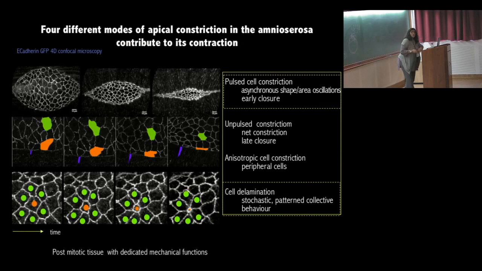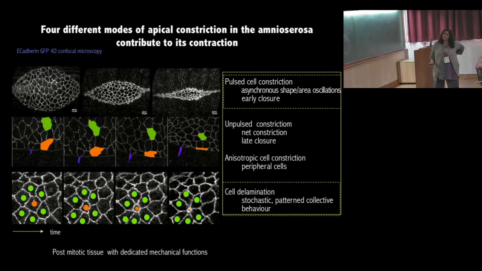And so what I just showed you in that movie is that if you look at apical constriction in this tissue, you can distinguish many different kinds of cell behavior. You can say that the cells in the center actually oscillate, their shapes oscillate in the early part of this process, but constrict quite rapidly later on in the process. Cells that are in the periphery constrict anisotropically, and then some cells constrict very rapidly and leave the sheet. So you could say there are 4 different modes of apical constriction in this tissue that contribute to its contraction.